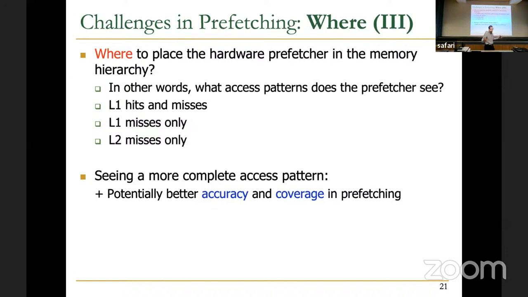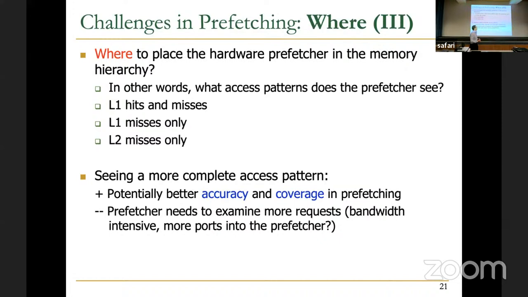Although there's a downside, because the prefetcher needs to examine more requests now. It becomes very bandwidth intensive and there could be more ports into the prefetcher that are needed. And we will see that this may not be easy to do. So there's a trade-off here. Makes sense, hopefully.